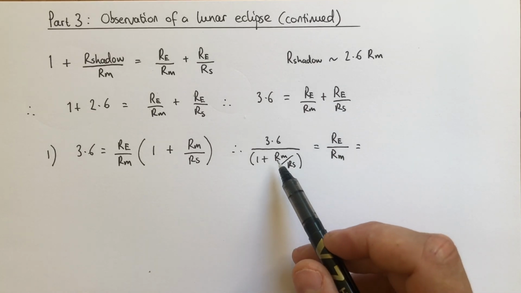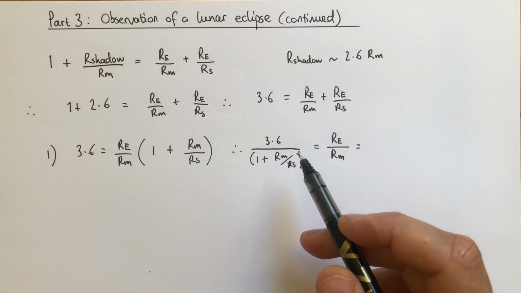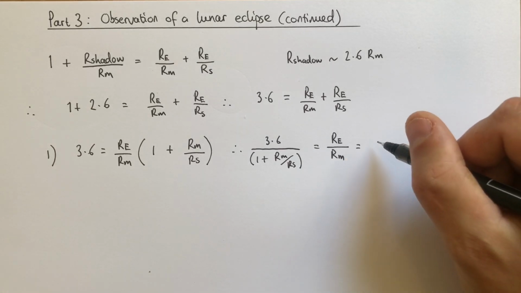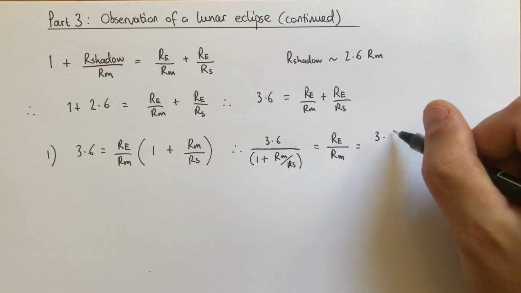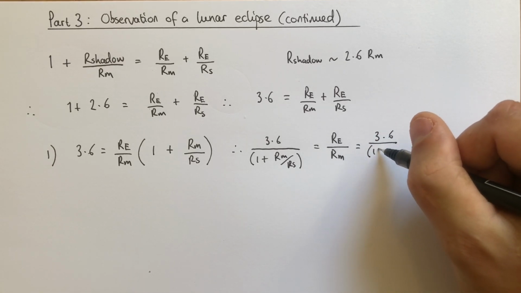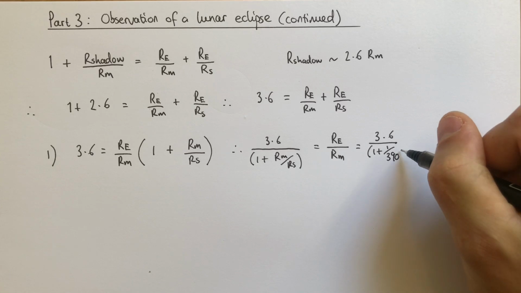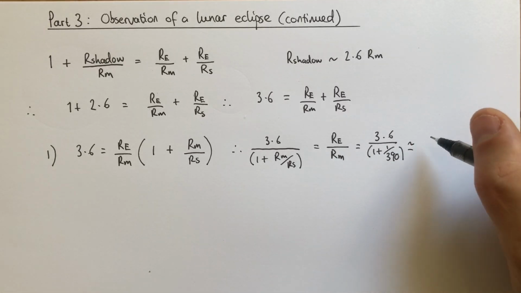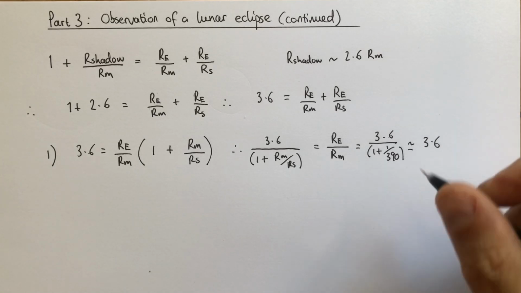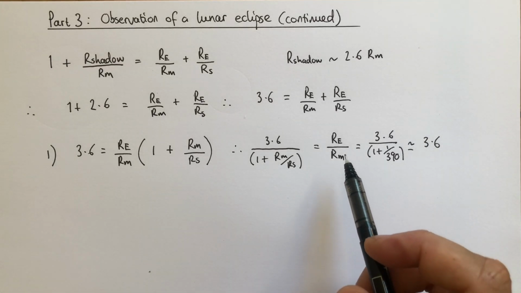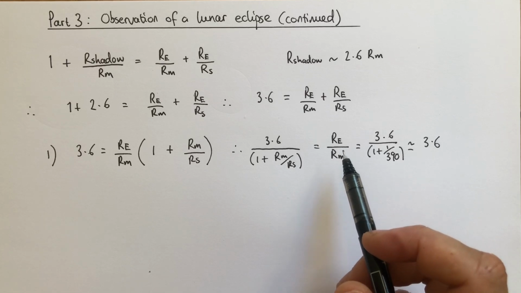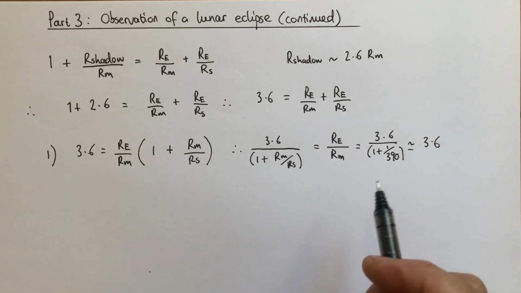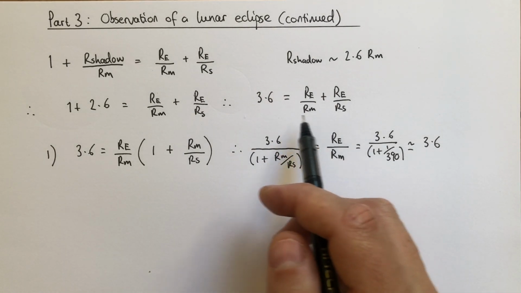And so clearly the radius of the Moon divided by the radius of the Sun is going to be approximately 1 divided by 390. And so we see that Re over Rm is equal to 3.6 divided by 1 plus 1 over 390. And this number on the bottom is very close to 1. And so we see that this is roughly equal to 3.6. And so this calculation tells us that the radius of the Earth is roughly 3.6 times the radius of the Moon.